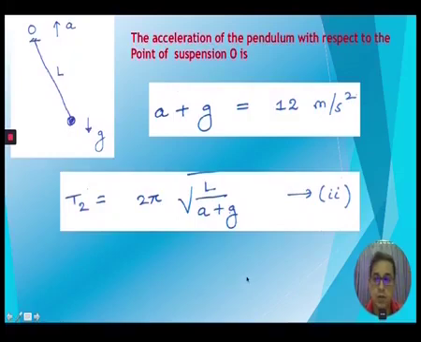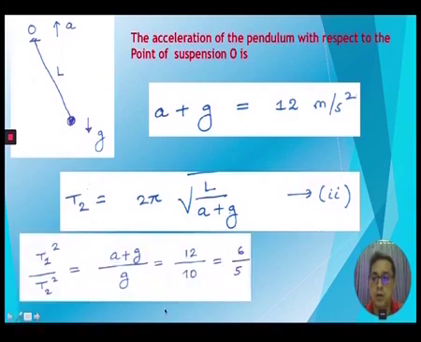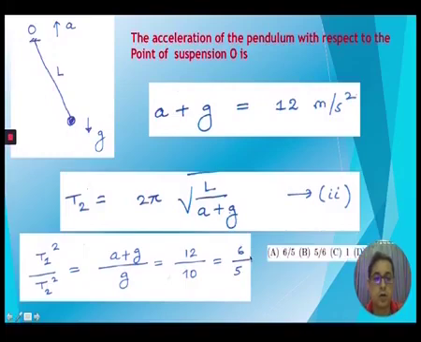The original time period was T1 = 2π√(L/g). So therefore T1² by T2², it's a very simple problem, this way you can solve it. (a + g) by g, so it turns out to be 6 by 5. If you look at the options here, the correct option is obviously A. Okay, you cannot see it because of my picture, but the correct option is A. Alright.